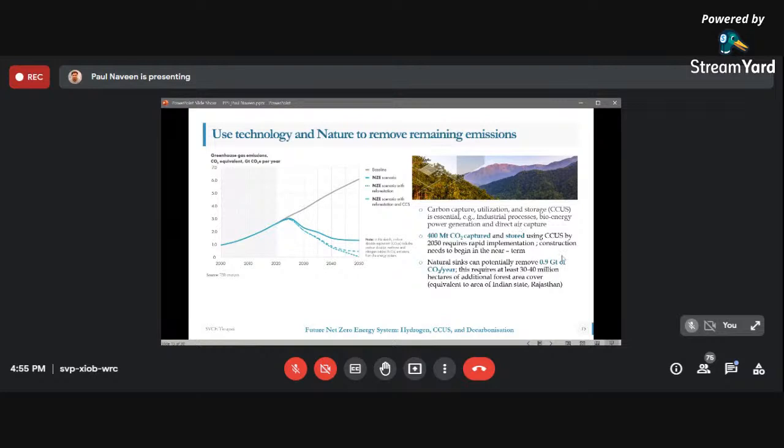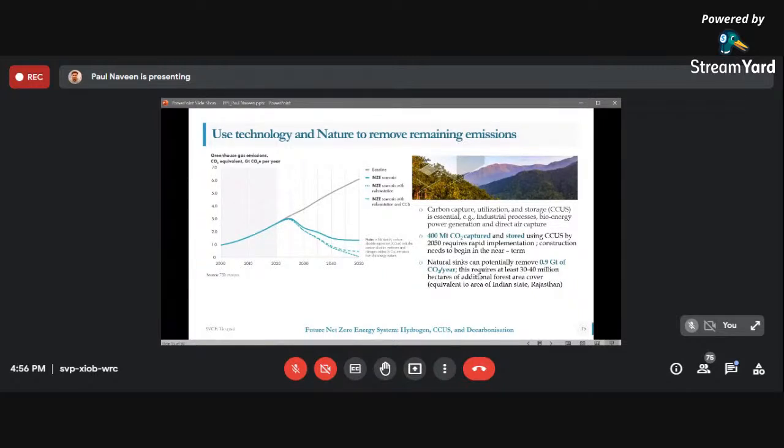They can only remove 0.9 gigatons of carbon dioxide every year. But what it demands is that we require an additional 30 to 40 million hectares of forest area in order to be used as a natural sink for this carbon dioxide. It's very huge. That's almost equivalent to our Indian state, Rajasthan. Such a big area we need of forest.